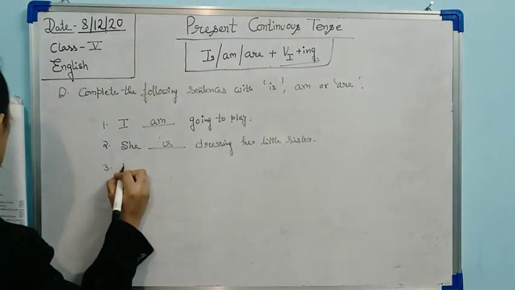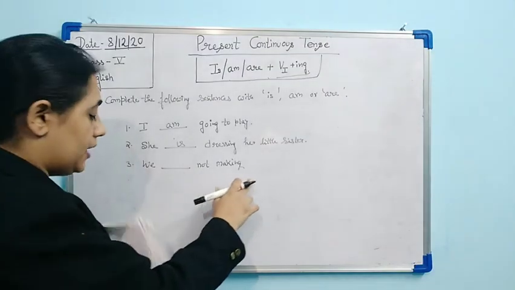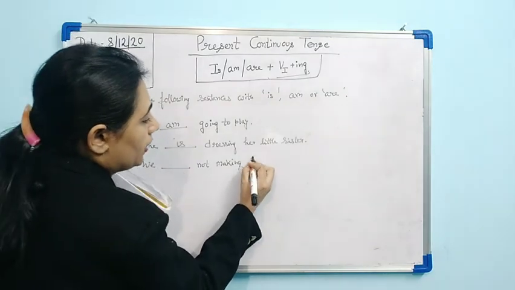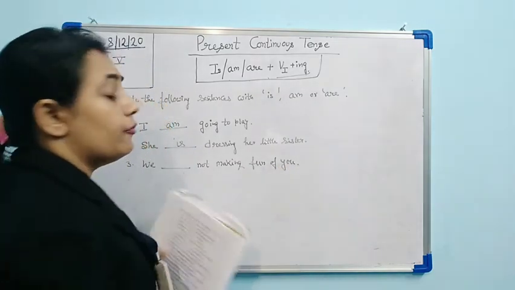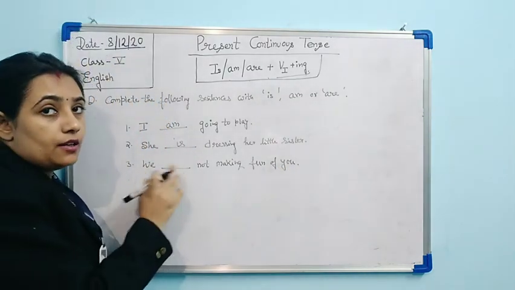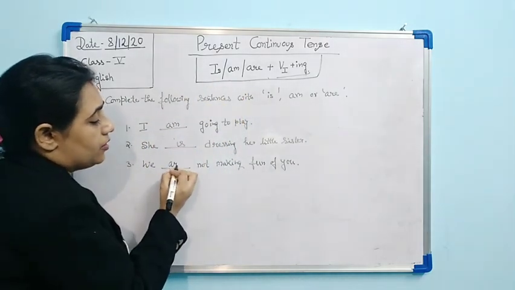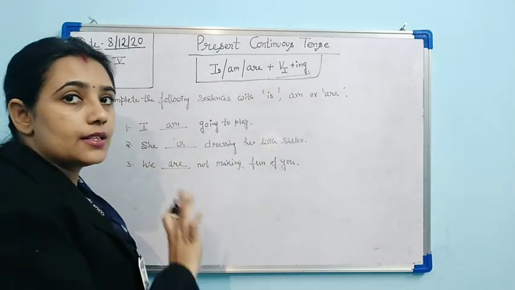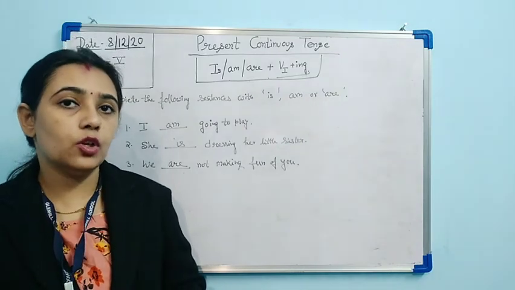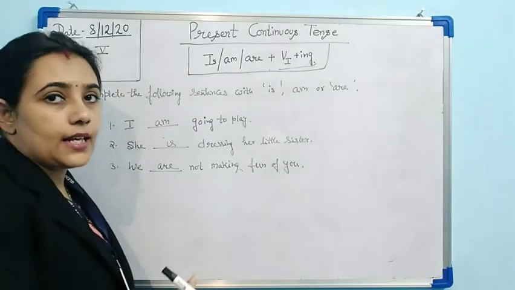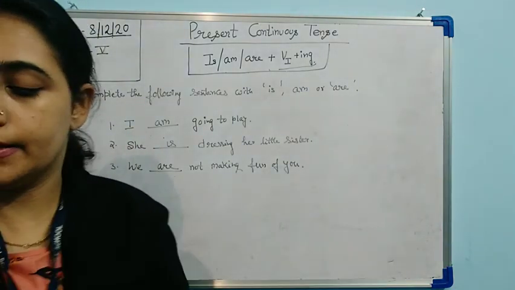Now let's see the third. We dash not making fun of you. So, we dash, we is the subject, we are. We is plural, so we are. Is it clear? So like this we will do the exercises of present continuous tense. I will send you all the exercises in your WhatsApp group. Okay. Now let's see the next exercise.